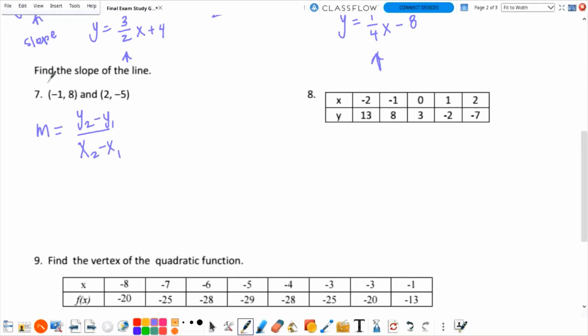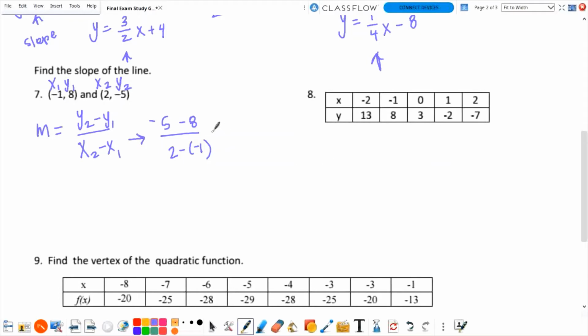Right, so let's label those. So we have x sub 1 and y sub 1, and x sub 2 and y sub 2. Then we just have to plug it in. So we have negative 5 minus 8 over 2 minus negative 1. Be careful with your signs there.